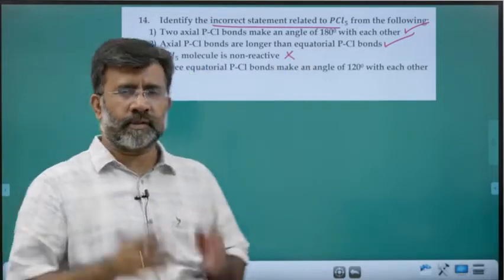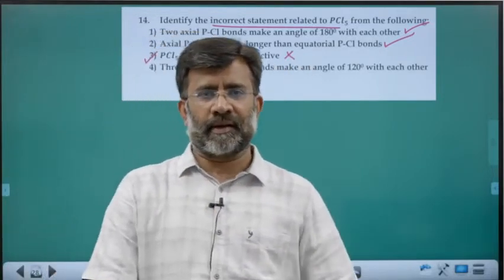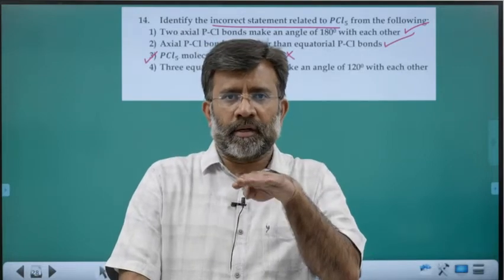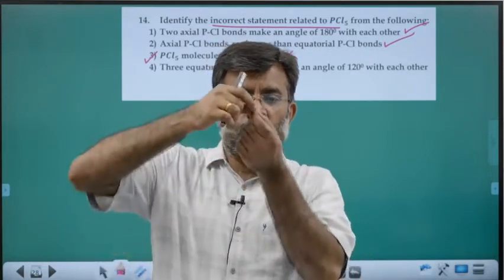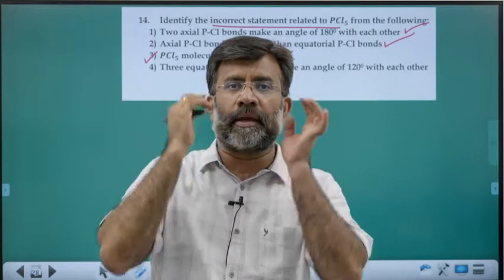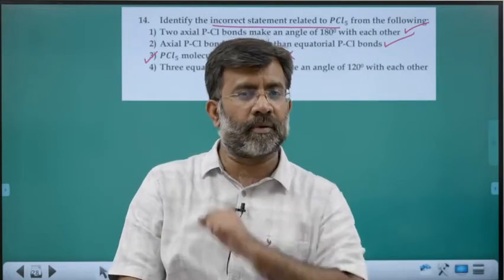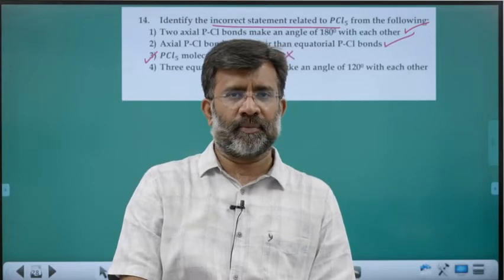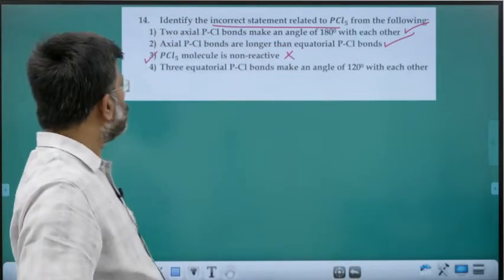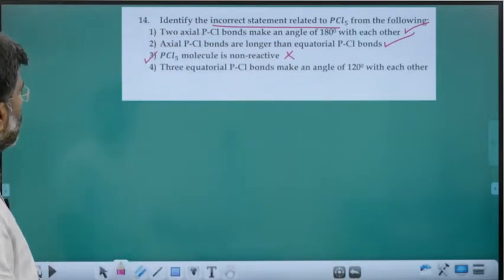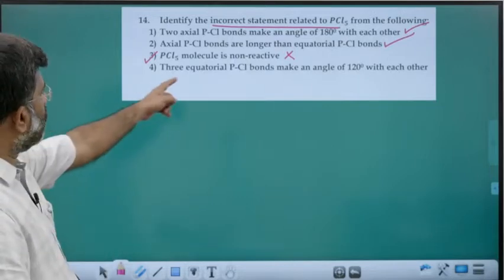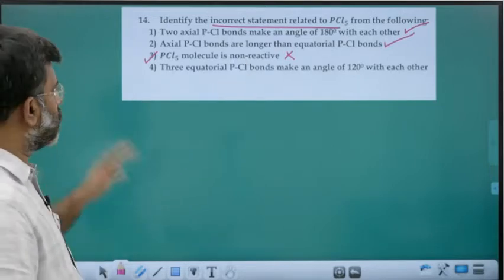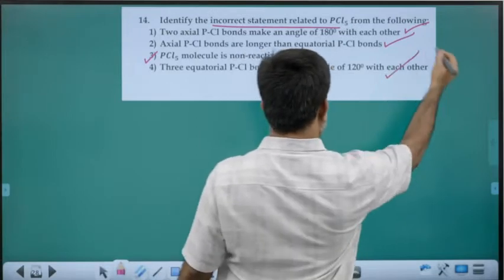PCl5 molecule is reactive because it contains 3 planar, shorter bonds and 2 axial, elongated bonds, and the axial bonds are unstable. Hope you understand. So it is the third choice. The 3 equatorial P-Cl bonds make 120°, so that is also a correct statement.